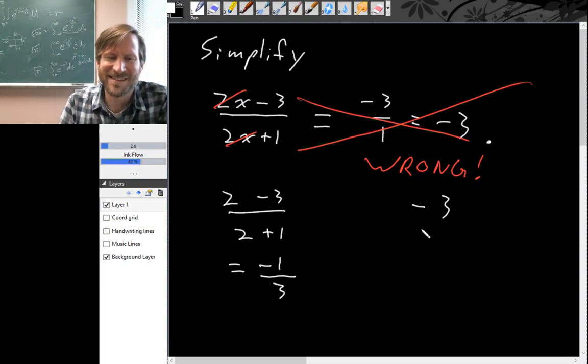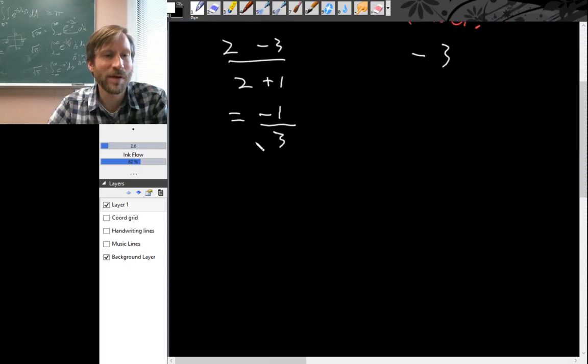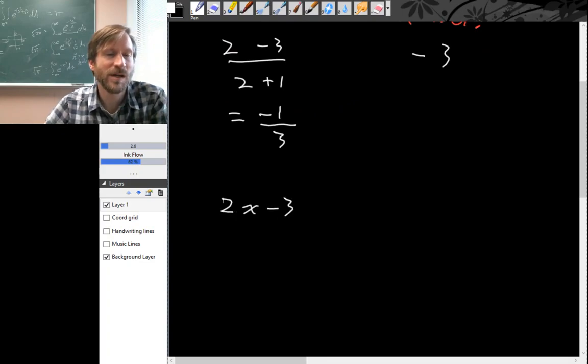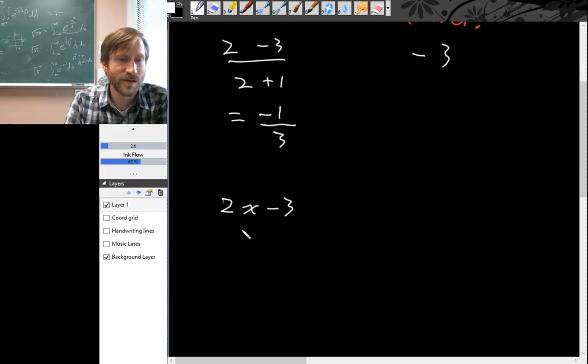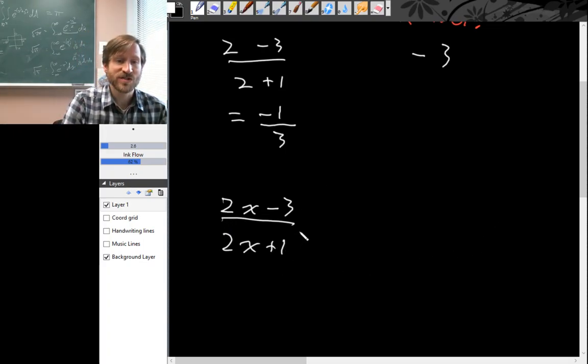It's not always the case that they're reciprocals. That's just a coincidence about this one. So this way of quote-unquote canceling is actually wrong. So let's back up and do it the right way. So 2x minus 3 over 2x plus 1. To simplify rational expressions, you need common factors in the numerator and denominator.